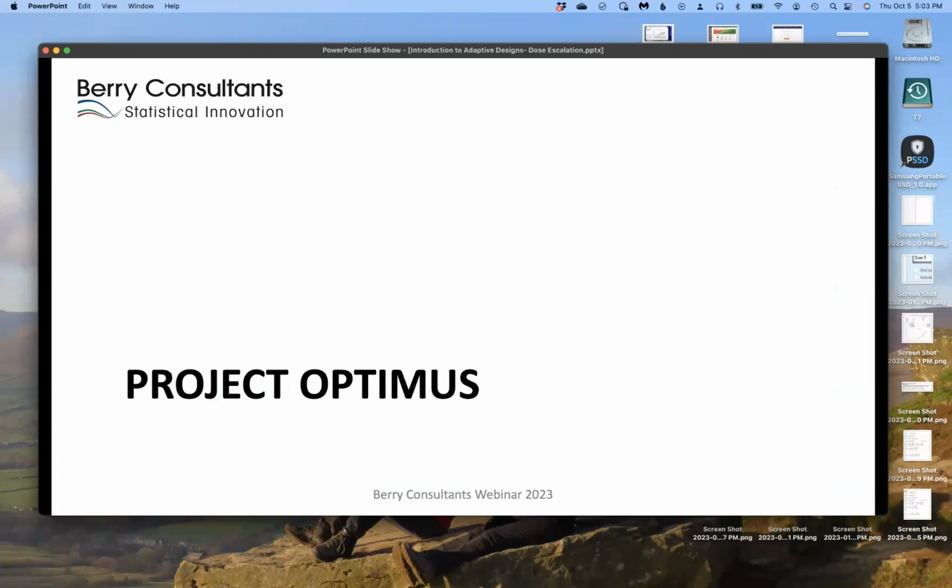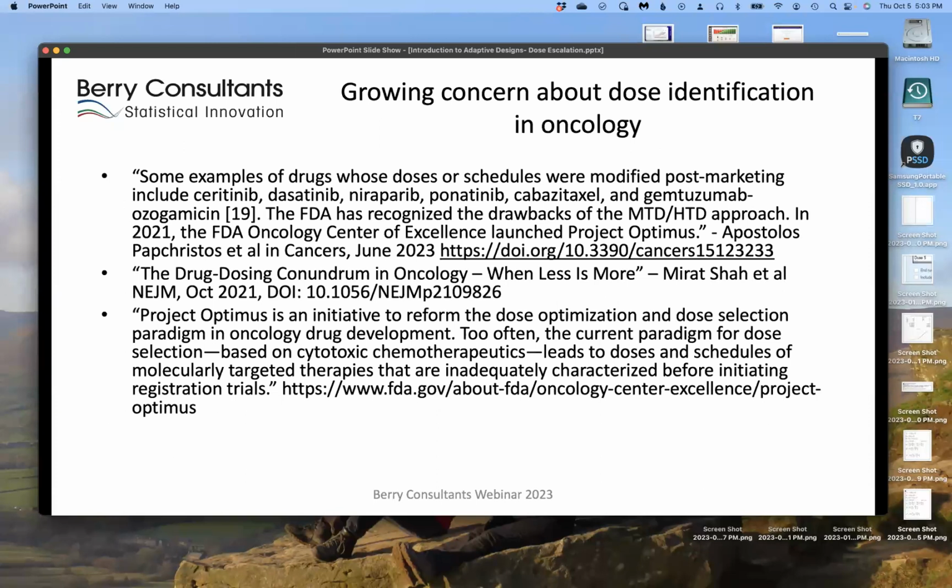So that's a quick look at using FACS to simulate dose escalation, and a quick way of trying to compare different dose escalation options. So the future in dose escalation is going to be very strongly driven by this new FDA initiative, Project Optimus. And there's this growing concern that the identification of the correct dose in the standard oncology development program doesn't do a good enough job.